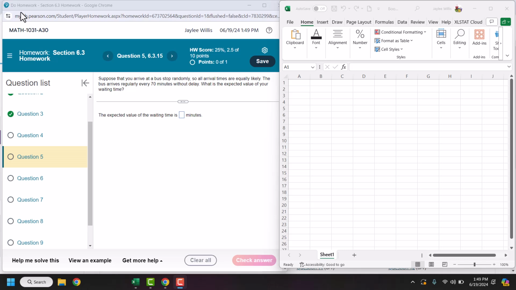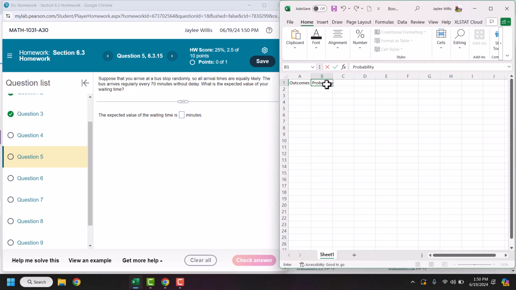So section 6.3 is all about expected value. And the way that you calculate expected value is you list the possible outcomes, usually it's dollar amount, but it could be time. Like this one is actually time. But you list out all of the possible outcomes, and then you find the probability of each of those outcomes. And then you multiply those two results together and add them all up, and that's the expected value.